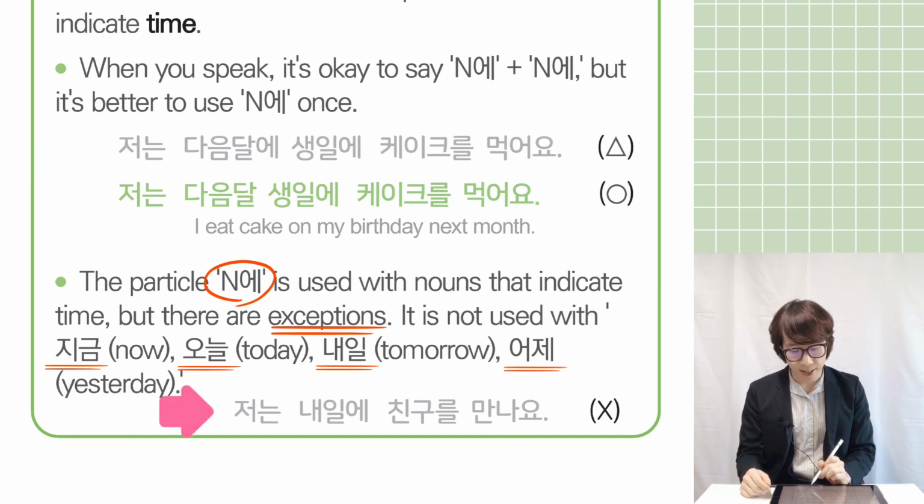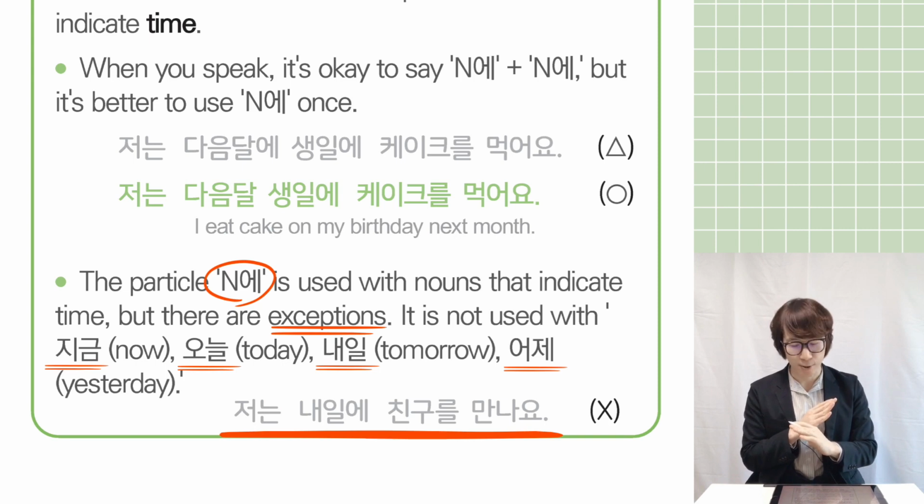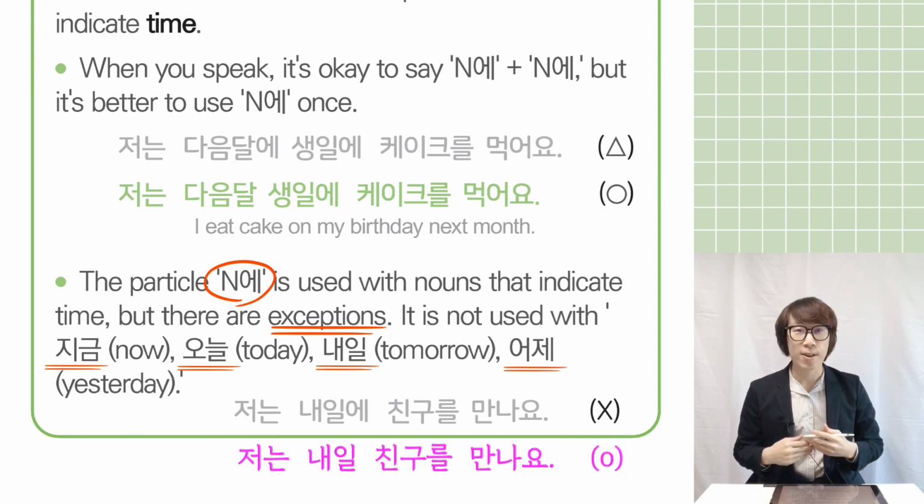Example, can you see here? 저는 내일에 친구를 만나요. So 내일, tomorrow, does not use noun-에. So it sounds weird. You're supposed to say 저는 내일 친구를 만나요. This is a correct sentence.